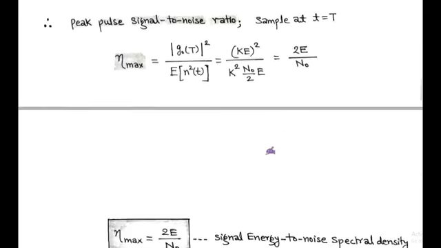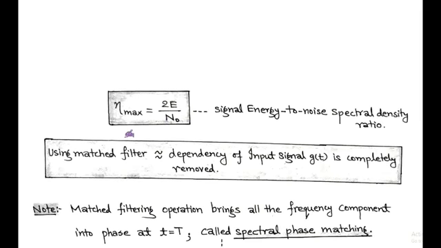And according to this discussion, we conclude that using matched filter, the maximized signal to noise ratio is totally independent of the input signal g(t). That is the important property of using matched filter.